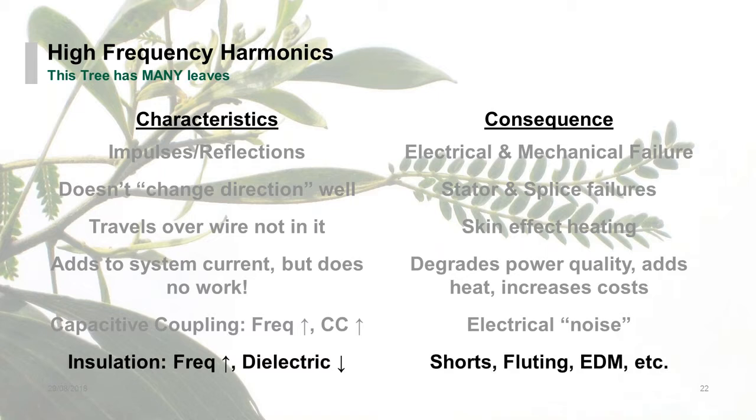And then finally, insulation. So as our frequency goes up, our dielectric strength goes down. And this leads to shorts and fluting, EDM, which is electric discharge machining, which is another way of describing that bearing fluting that I showed on that copper and brass colored bearing. So your insulation is constantly under attack when you have this high frequency component.